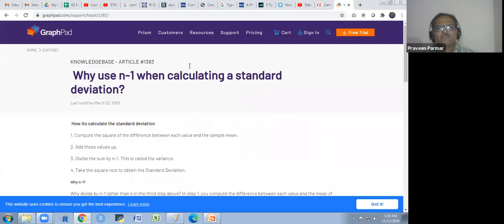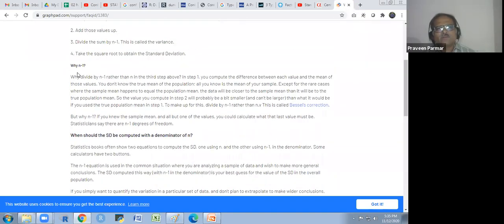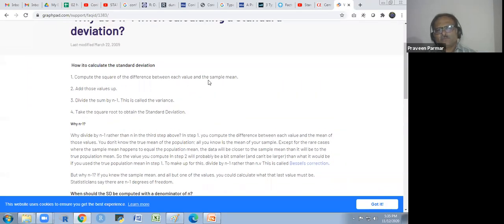Why n minus 1 when calculating a standard deviation? Here you see there is a contradiction in the point: why do we divide by n minus 1 rather than n in the third step above. Here is the step: compute the square of the difference between each value and the sample mean, then add those values up, sigma of x minus x bar whole square. Divide the sum by n minus 1. This is called the variance, because we are not taking the square root. Then take the square root to obtain the standard deviation. This process we already know.